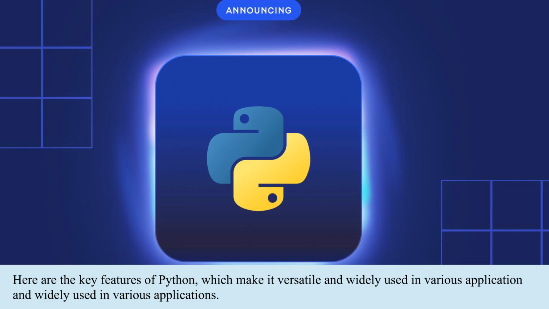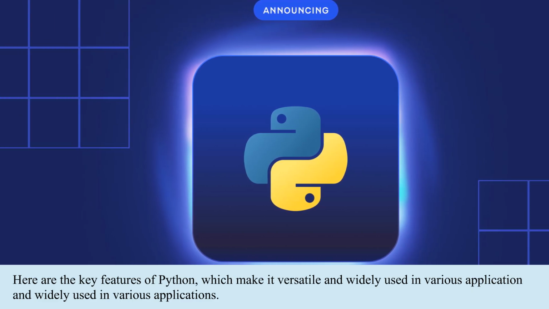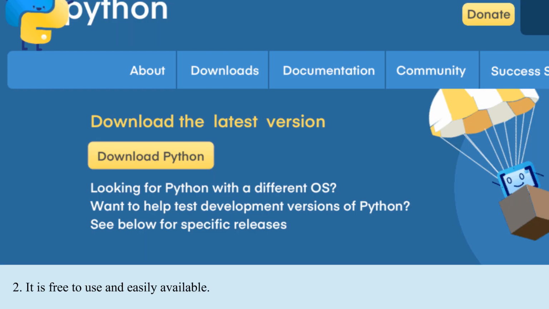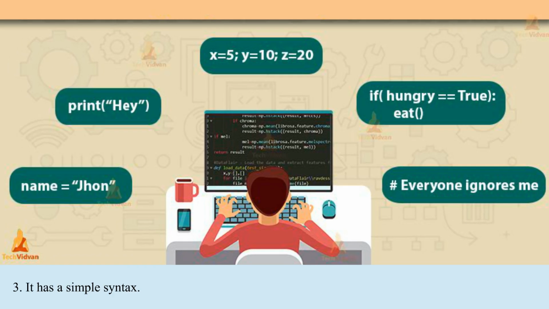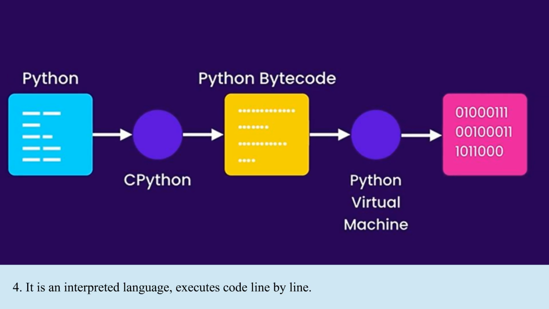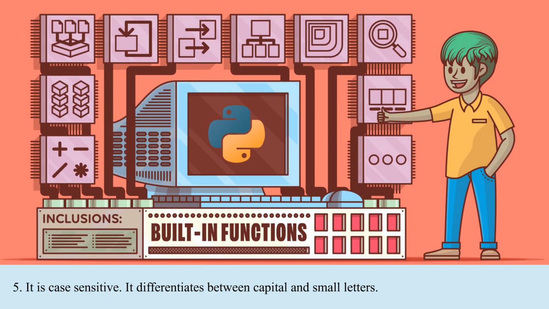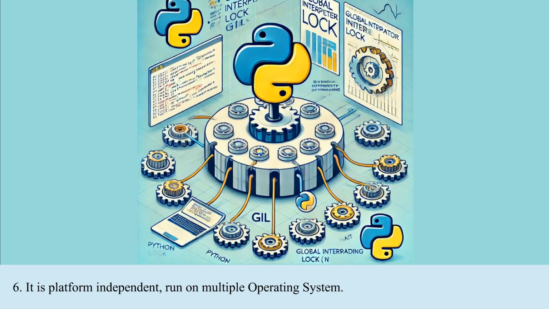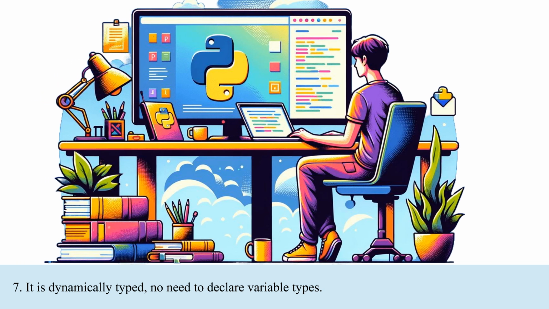Features of Python. Here are the key features of Python, which make it versatile and widely used in various applications. It is very easy to learn. It is free to use and easily available. It has a simple syntax. It is an interpreted language, executes code line by line. It is case sensitive. It differentiates between capital and small letters. It is platform independent, runs on multiple operating systems. It is dynamically typed, no need to declare variable types.